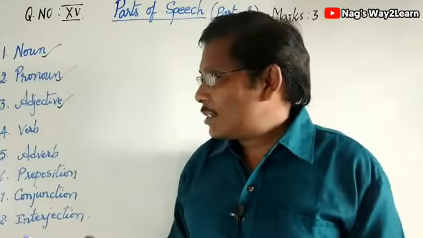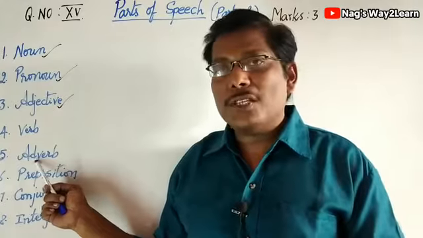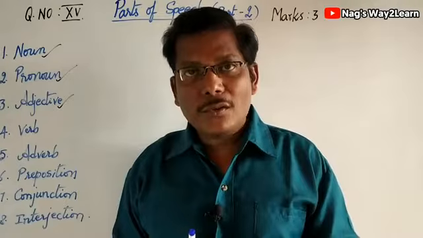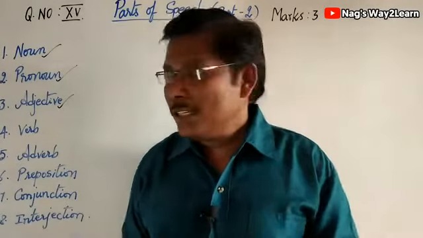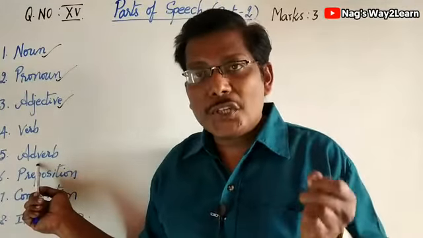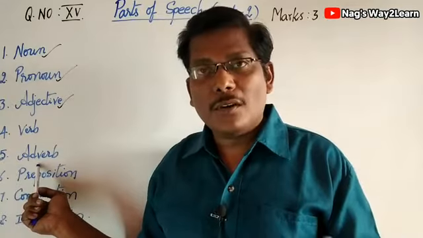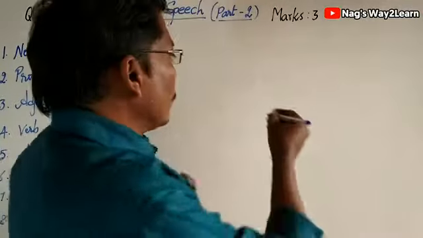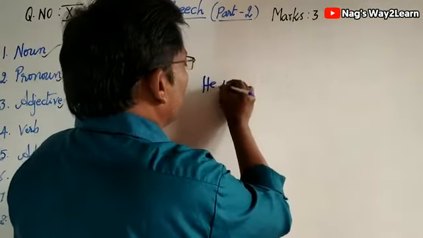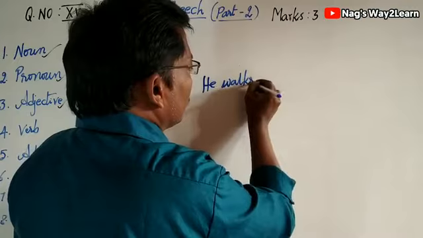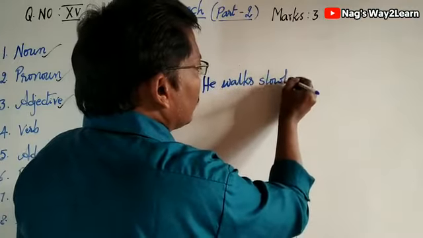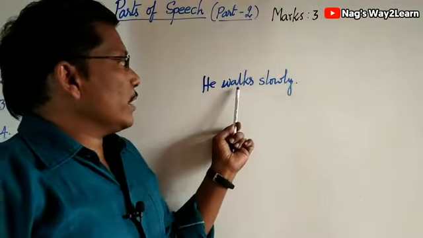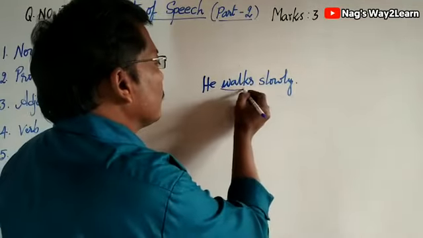Okay, so in the same way here, an adverb is a word which describes a verb, an adjective or an adverb. Okay, understand? An adverb is a word which describes a verb or an adjective or another adverb. For example, look at this sentence. He walks slowly. He walks slowly. So if you observe this sentence carefully, you can find that walk.